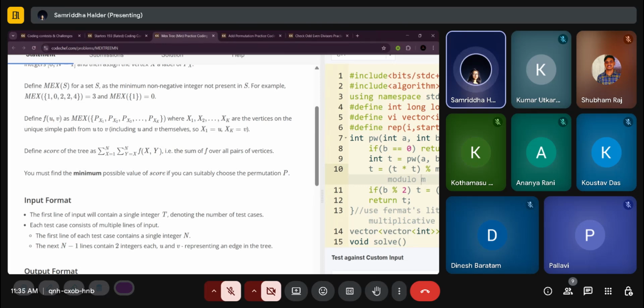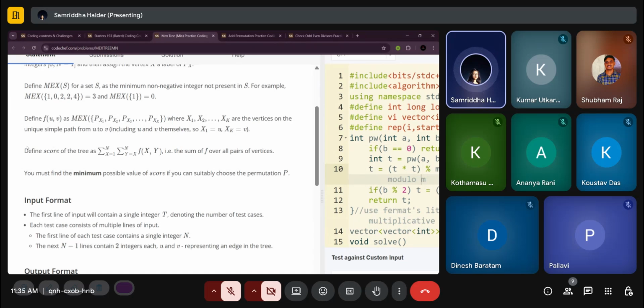Now define f of uv as max of this set px1, px2 up to pxk, where x1, x2 up to xk are the vertices on the unique simple path from u to v, including u and v themselves. So x1 is equal to u and xk is equal to v. So these are the nodes or the vertices of the tree, and we are labeling them, and this is the max of that. Okay, we need to minimize the max.